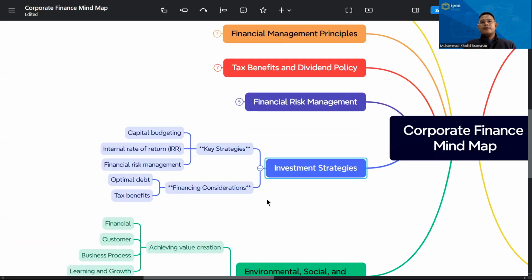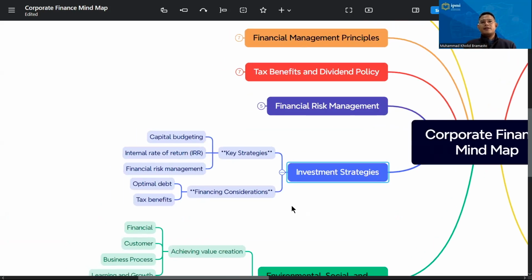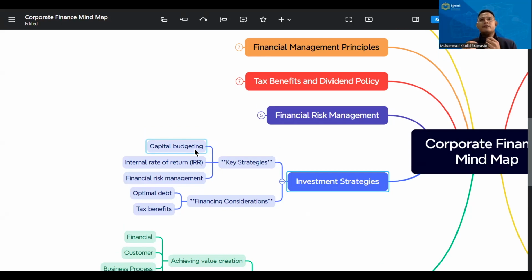And then in the investment strategy discussion, investment strategy plays a crucial role in achieving financial growth and stability. Key components of this strategy include capital budgeting. The process involves evaluating and selecting long-term investments that align with the company's financial goals and risk tolerance. By carefully analyzing potential projects and their expected returns, businesses can make well-informed decisions regarding the allocation of resources.